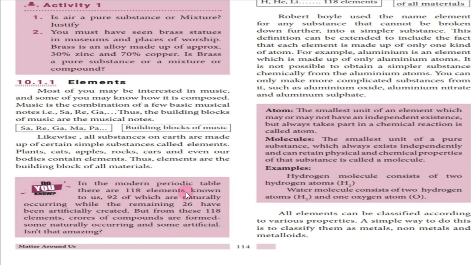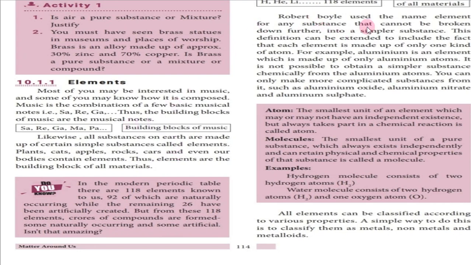How many elements are present in the modern periodic table? This is also a 1 mark question. 118 elements. Out of these 118 elements, 92 elements are naturally occurring elements, and the remaining 26 elements are artificially created elements.